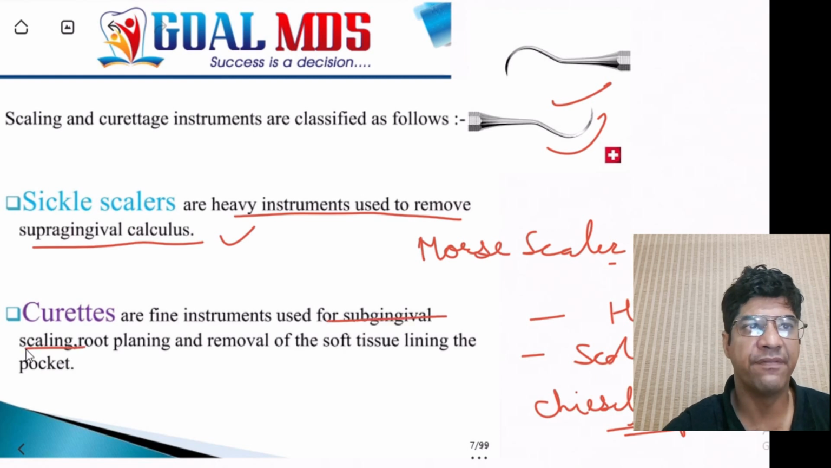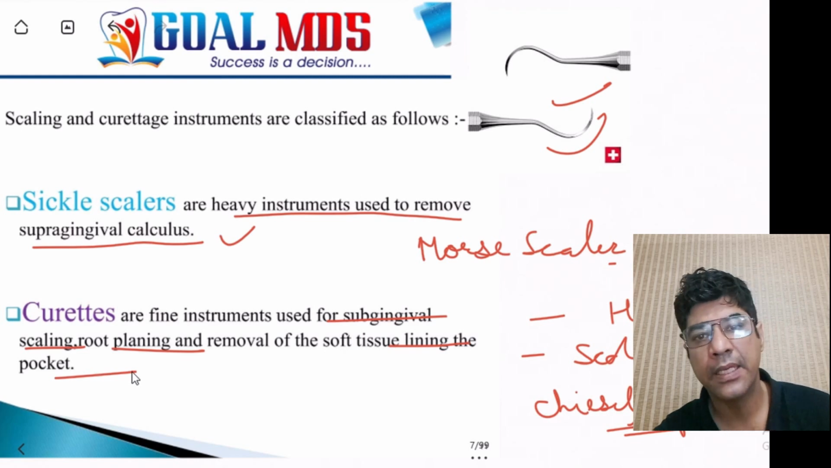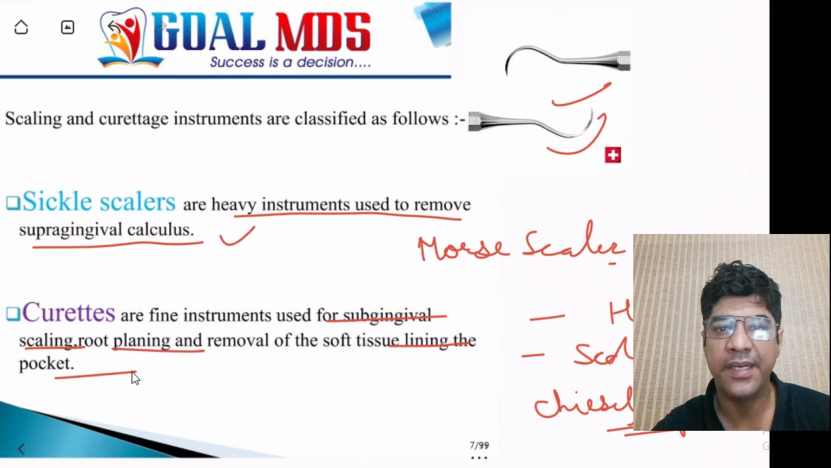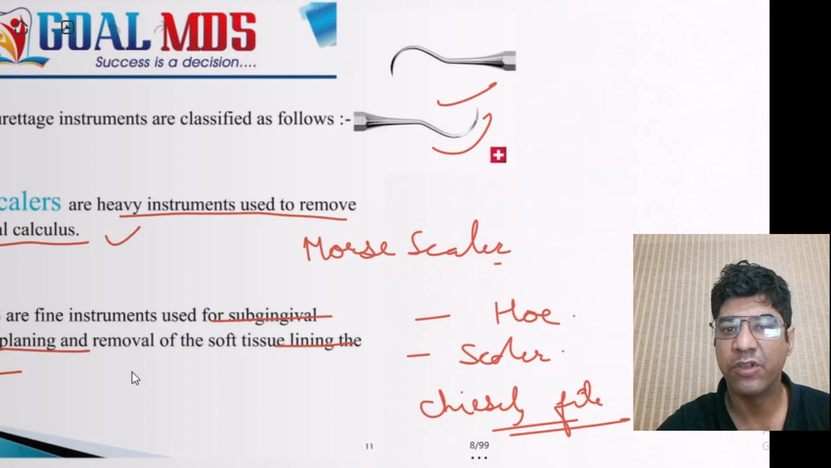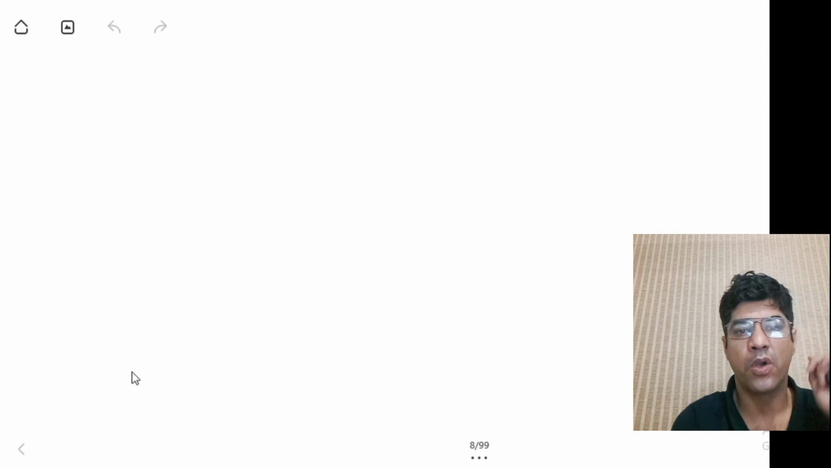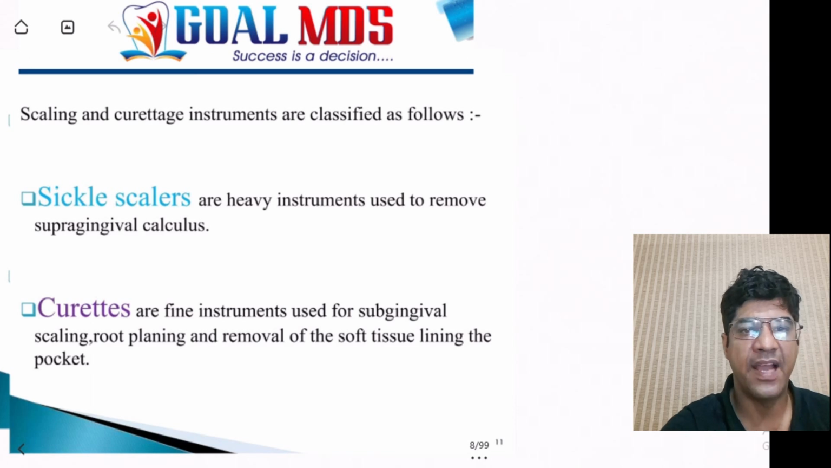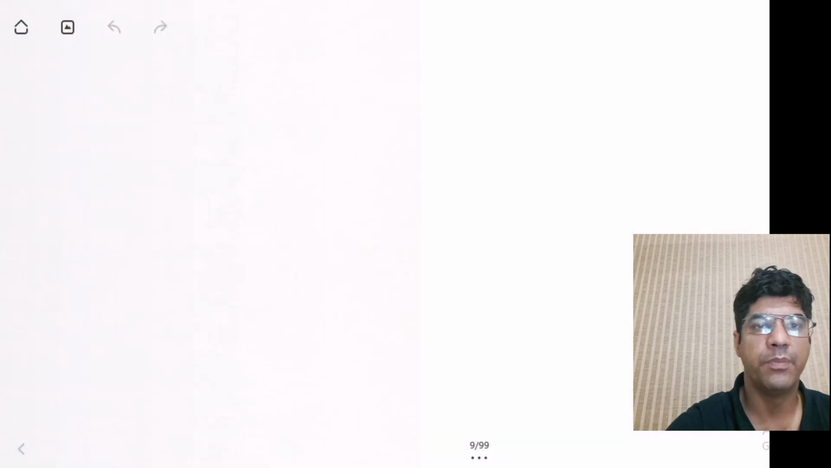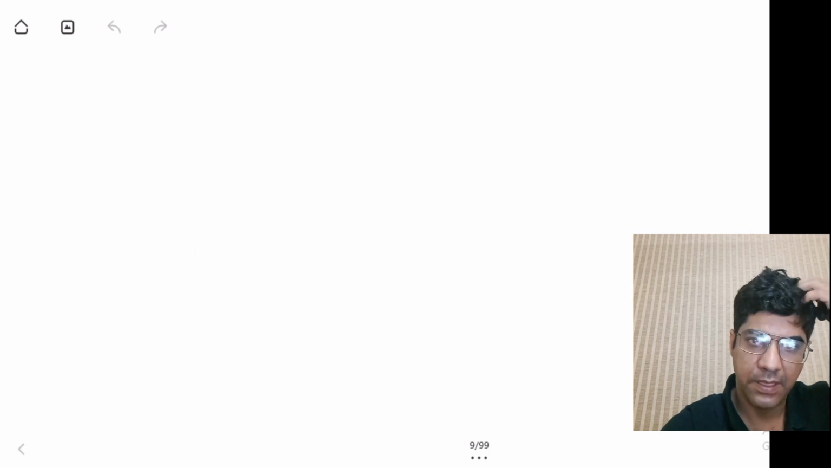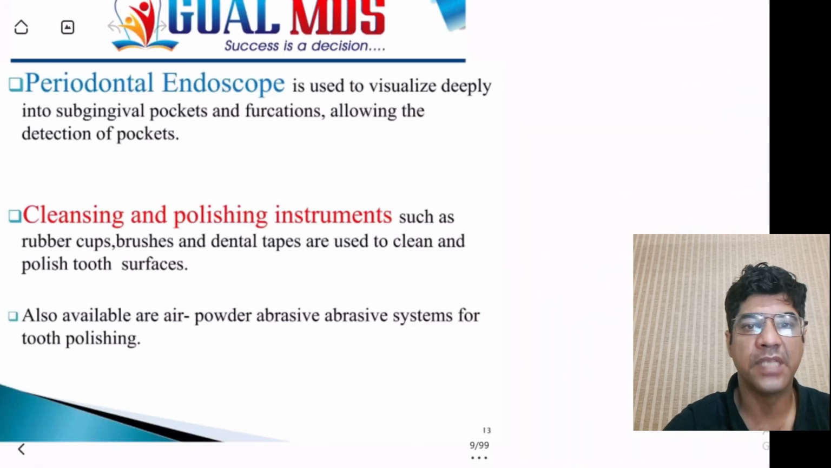The curettes are the fine instruments. They are used for subgingival scaling, root planing and removal of the soft tissue lining the pocket. So curettes are used to plane the root surfaces by removing the altered cementum and scraping the soft tissue of the pocket. The hoe scaler has a flat blade with a pointed tip. So it is used to remove the subgingival deposit.